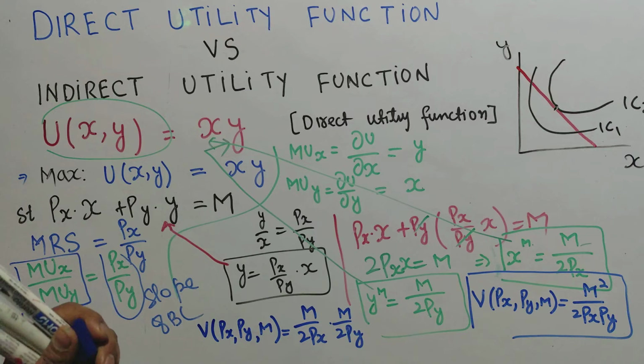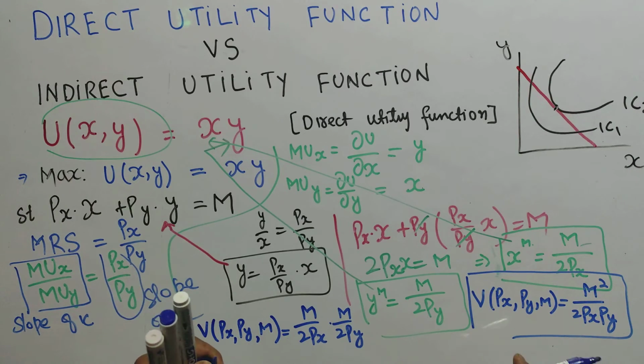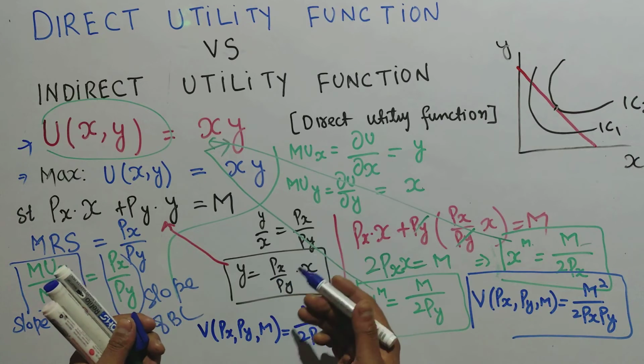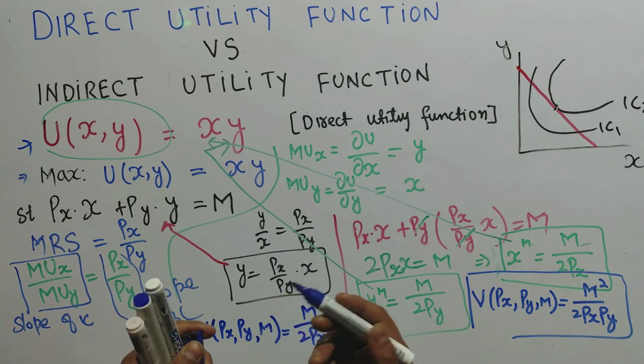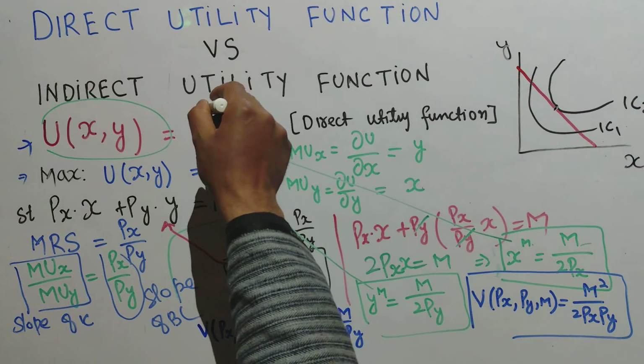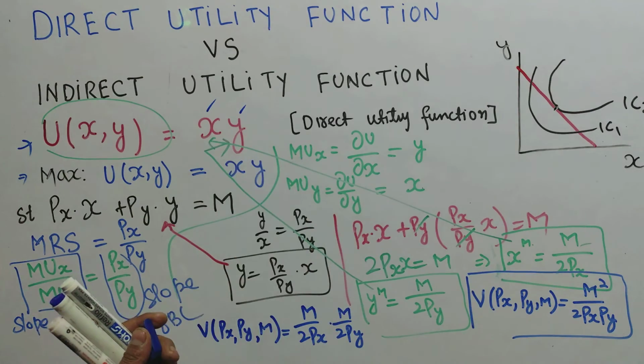So why do we call it the indirect utility function? Here you can see, since income and price determine the quantities purchased and quantities determine the utility, that means utility indirectly depends upon money and prices. We say that this is the direct utility function because utility is a function of the commodities that the consumer consumes. How much he consumes of good x and good y gives him the utility. This is the direct utility function.